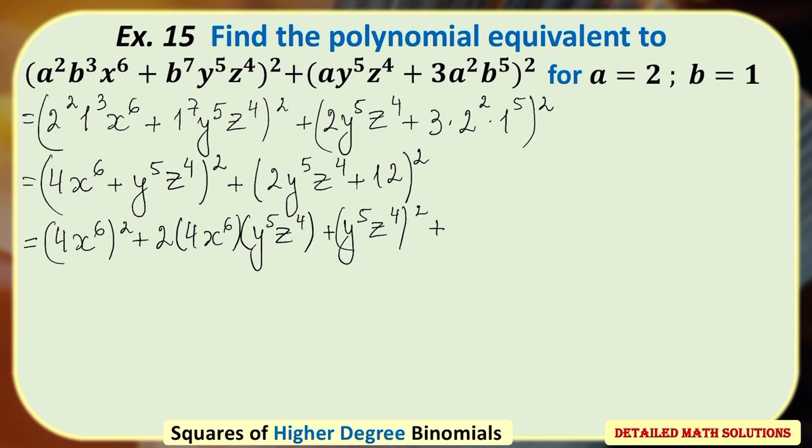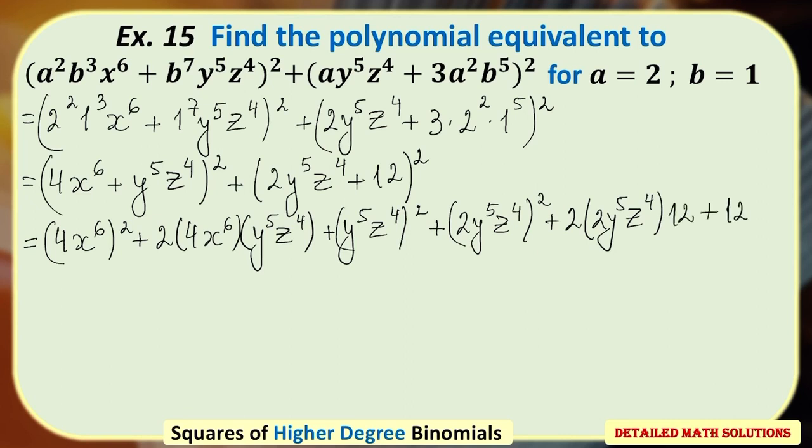Next, I'm going to apply the formula for binomial square for the second binomial. When I do that, I get 2y to the 5th, z to the 4th, in parentheses squared, plus 2 times 2y to the 5th, z to the 4th, multiplied by 12, plus 12 squared.